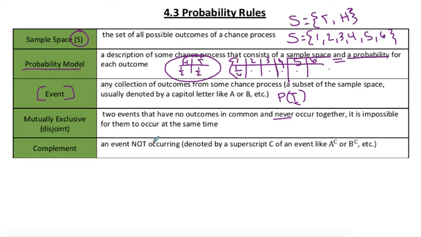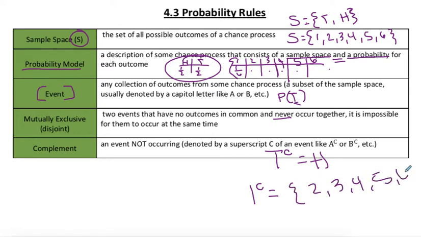Complement is an event not occurring, denoted by a superscript of C, like event A complement or B complement. So if I said T complement, that would be heads. If I said 1 complement on the die, that could be a set of values of 2, 3, 4, 5, and 6. This would just mean not 1. And so we read that C as either complement or the word not.